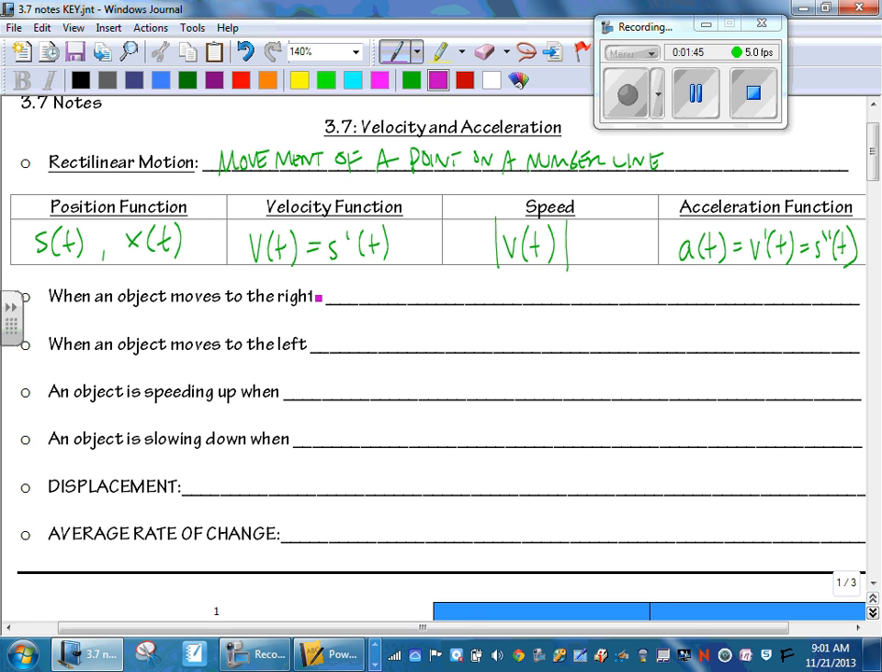So like I was just saying, velocity takes into account direction. When an object moves to the right on the number line, the velocity is positive. So if we talk about a velocity that's positive, we know that the object is moving to the right on the number line. When the object moves to the left, the velocity is negative.